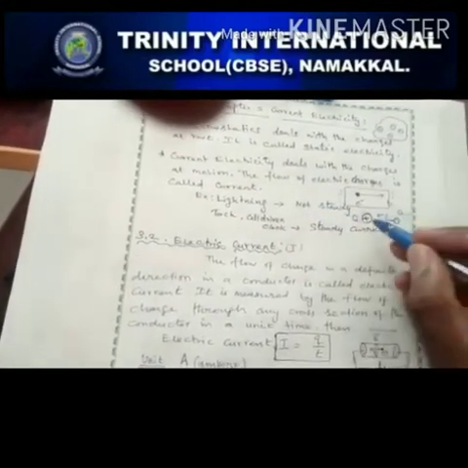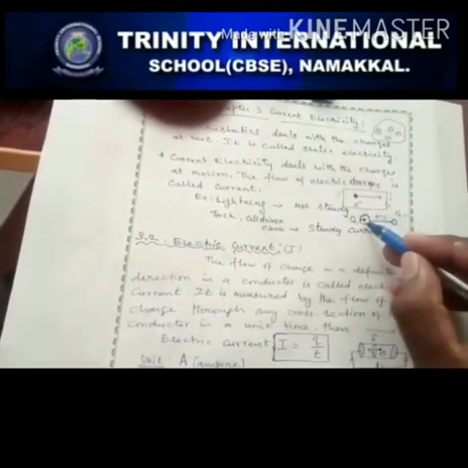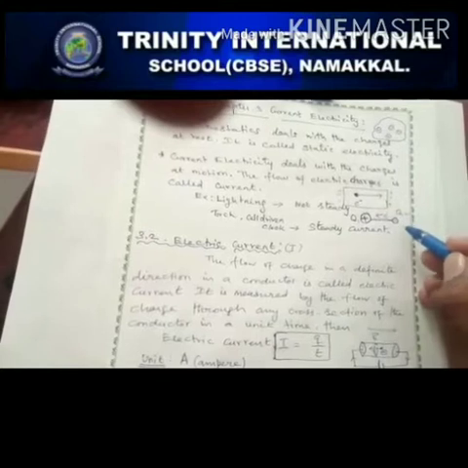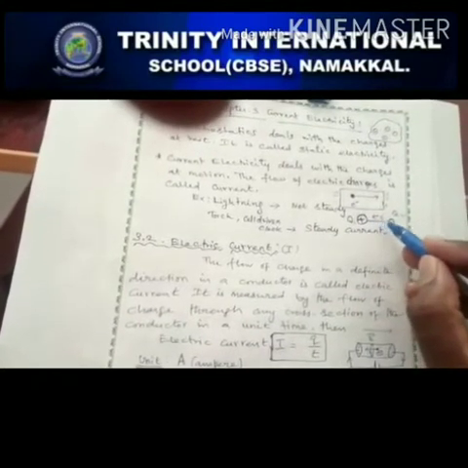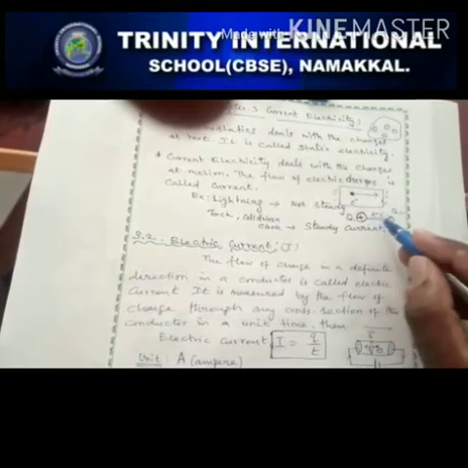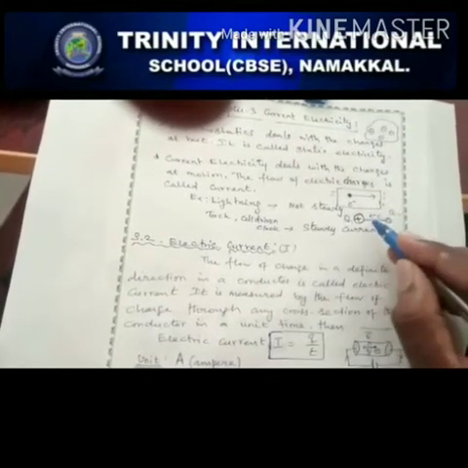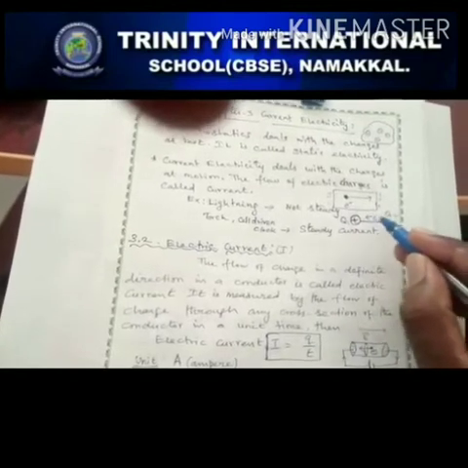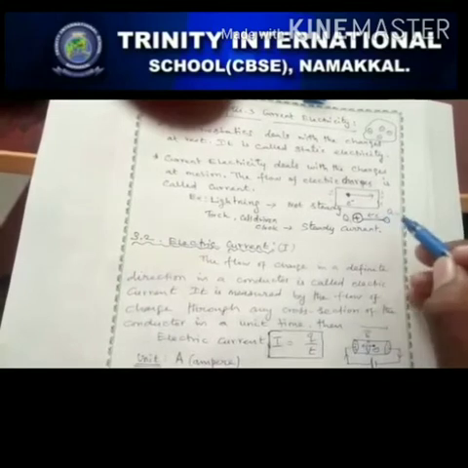Usually in static charges, consider two isolated charges Q1 and Q2. This one is higher potential, positive potential, and the negative one is lower potential. When they are connected by a metallic wire or conductor, a potential difference is created, and the charge will flow between them.